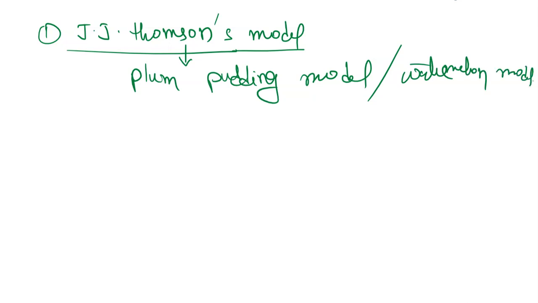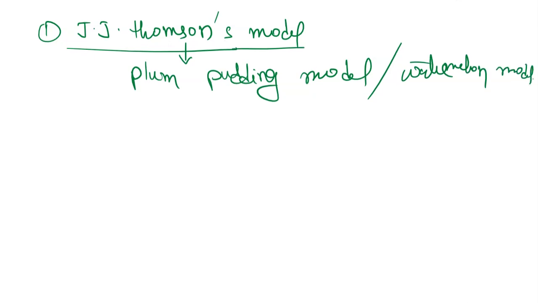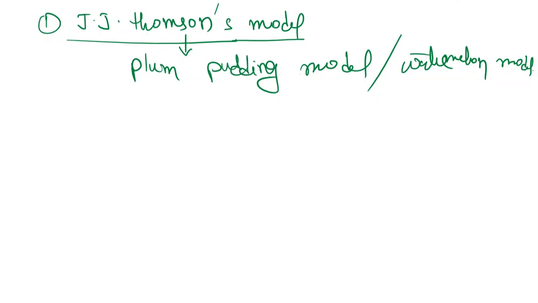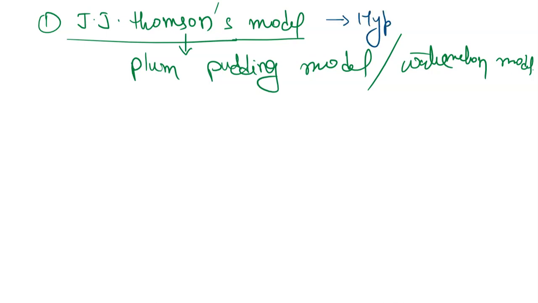So what did J.J. Thomson do? He didn't do any kind of experiment. Rather, he just gave his idea about the model of atom. He just gave a rough idea. He thought of an idea and he presented that. That means his idea was completely hypothetical, completely imaginary. So what did he say?